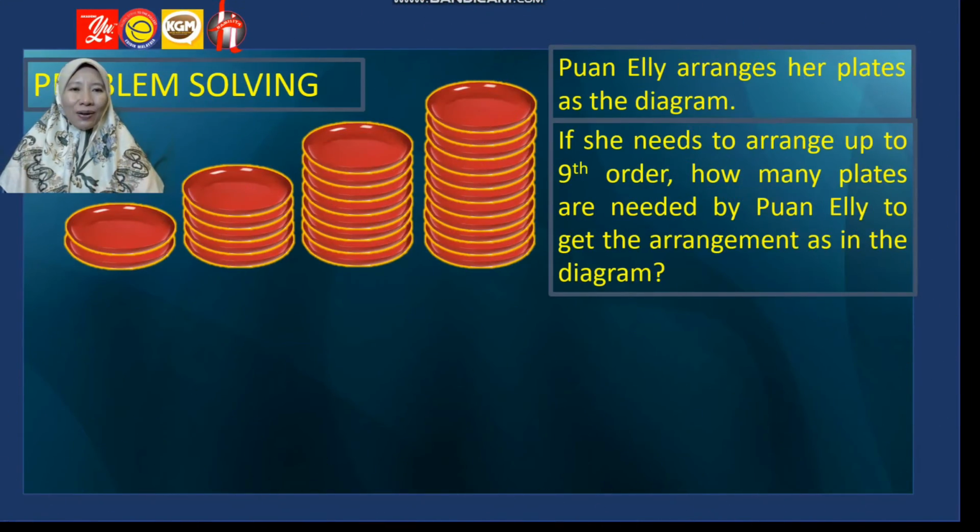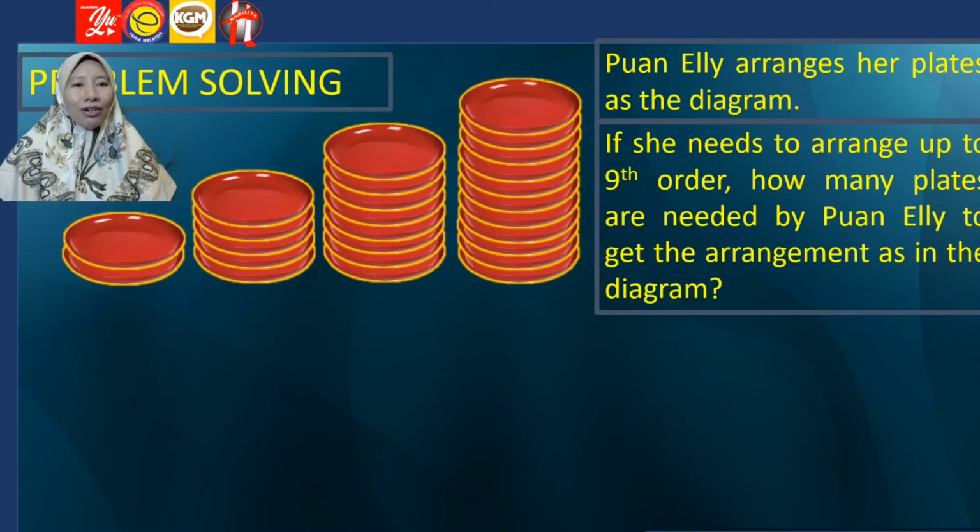Alright, now let's try to solve problems here. Over here, Puan Ellie arranges her plates as in the diagram here. As in the diagram. If she needs to arrange up to 9th order, how many plates are needed by Puan Ellie to get the arrangement as in the diagram?